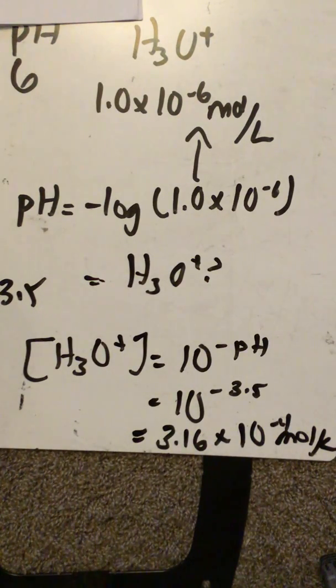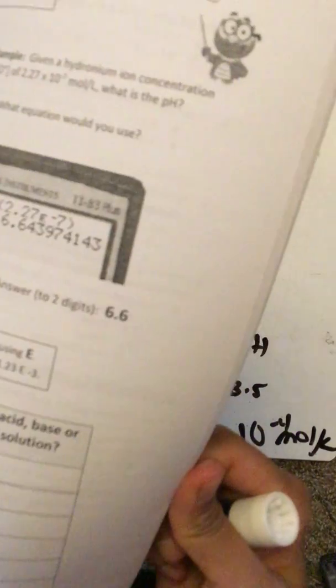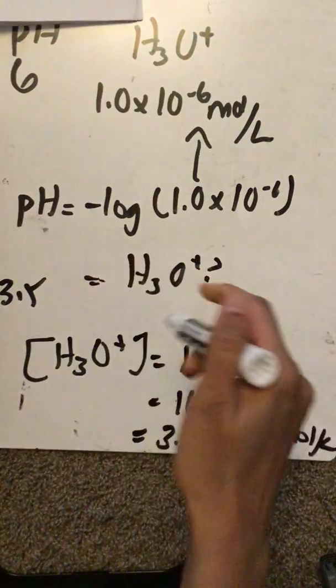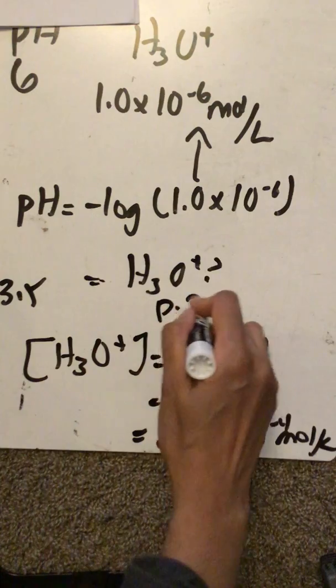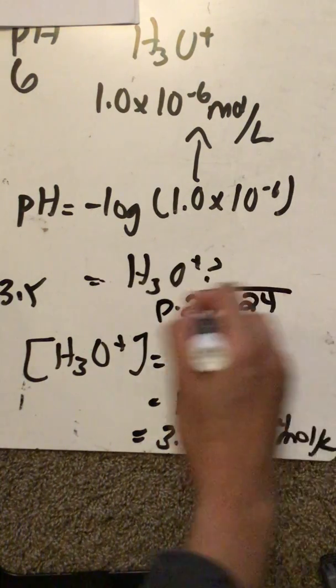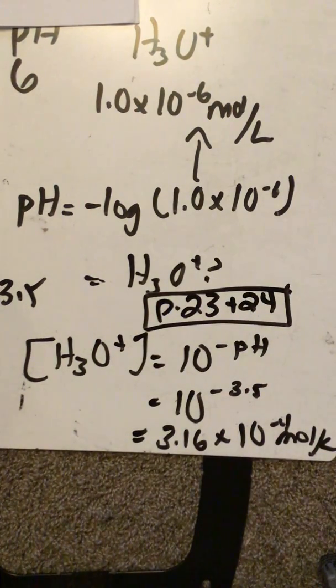So what I want you to do for homework is try these questions on page 23 and 24. Try the questions in your book, pages 23 and 24, and you are going to submit that for homework. There's going to be a couple more pages you're going to do for homework, but that's the homework for this lesson.